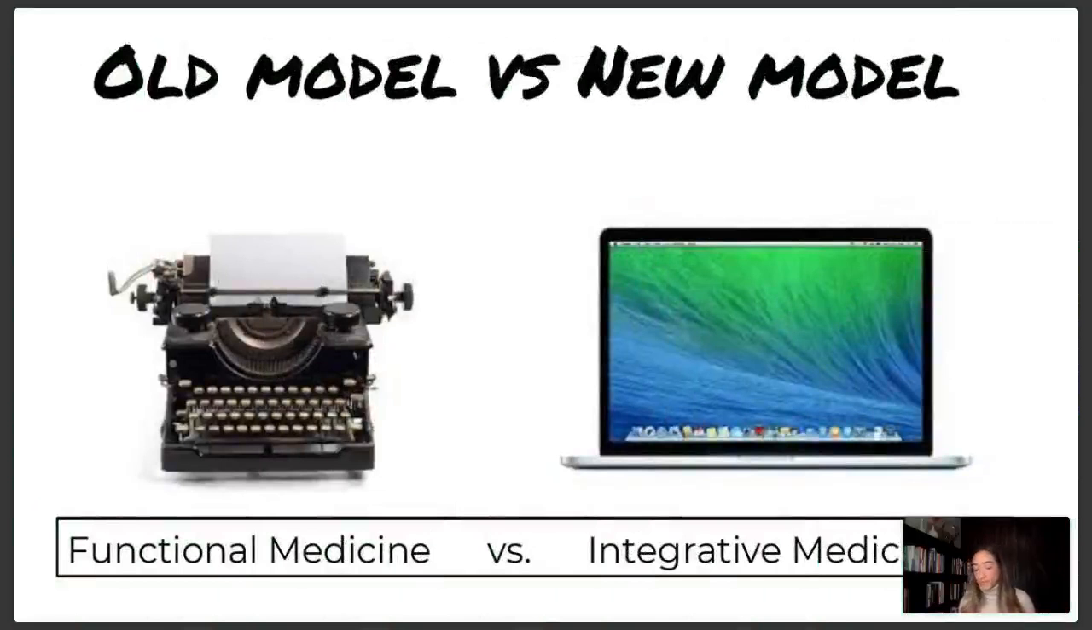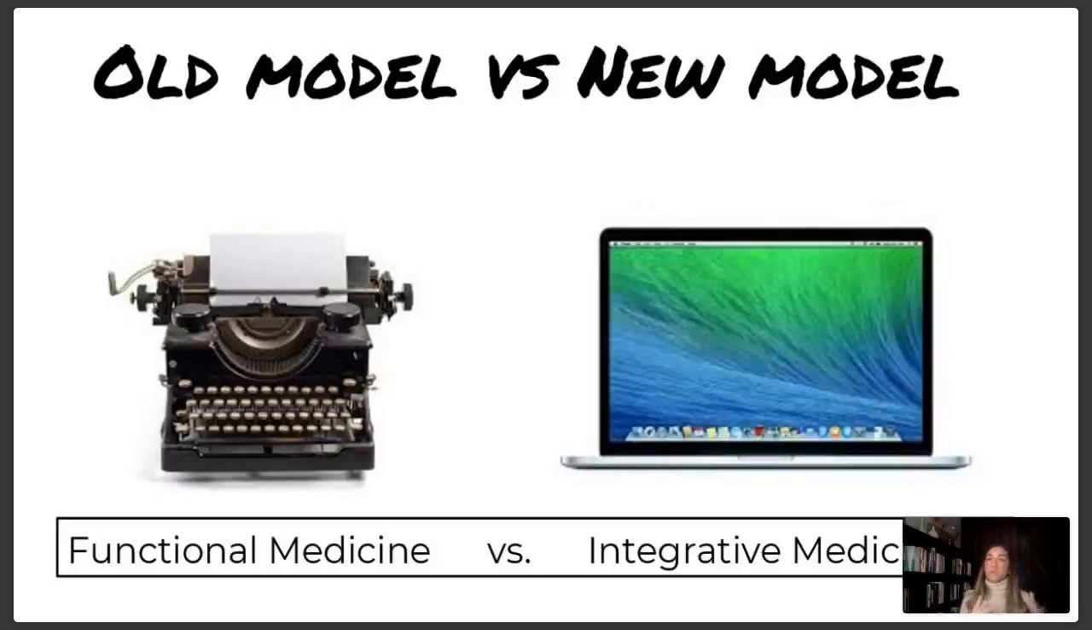So this kind of brings me to understanding the difference between conventional, functional, and even integrative medicine. When you're talking about conventional, we're looking for the diagnosis and then we're looking for the one fix, if that's going to be a pill, if that's going to be a surgery. And for some people that works, and for some people it doesn't.